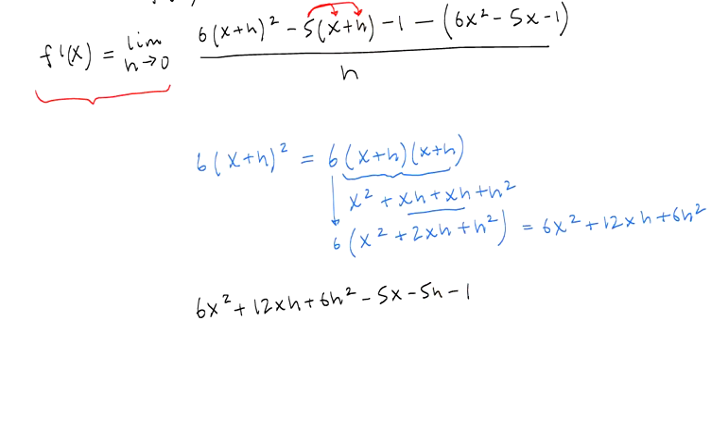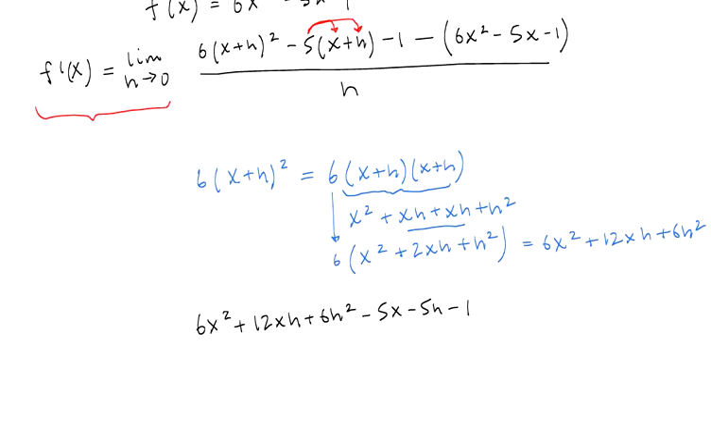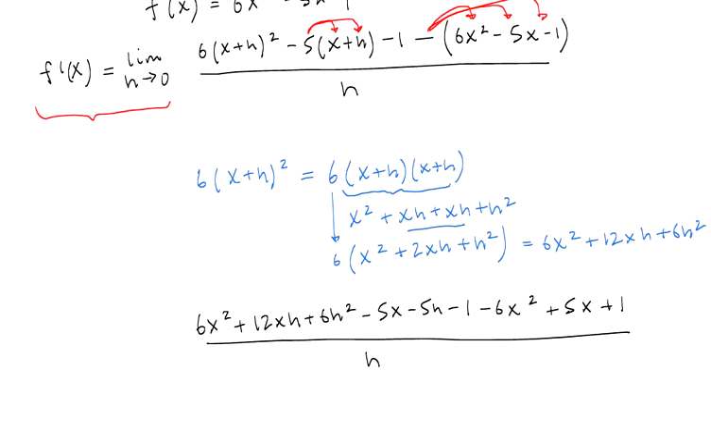And now, give myself a little bit more room here. I'm going to distribute this negative, and that's going to give me negative 6x squared plus 5x plus 1. And again, this is all over h. So I'm just going to bring the rest of this formula down here so that we don't forget it. But I'm still going to ignore it for now.